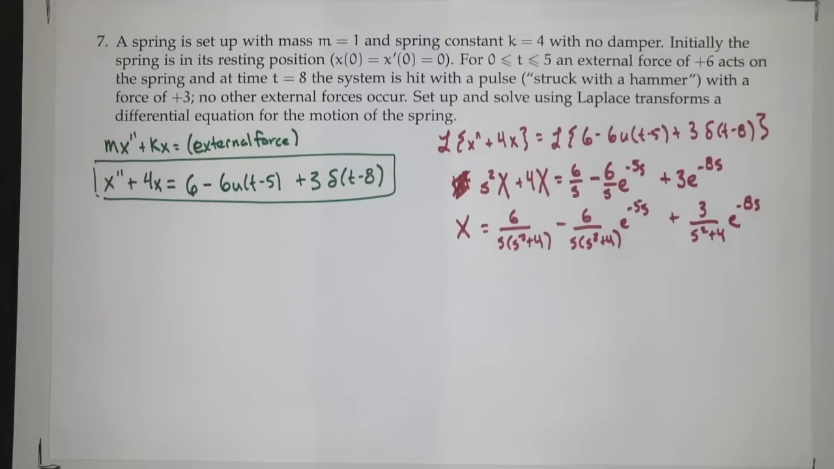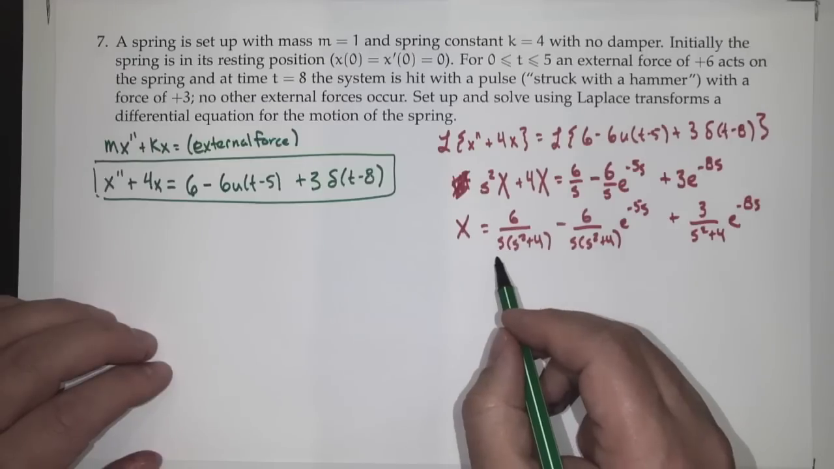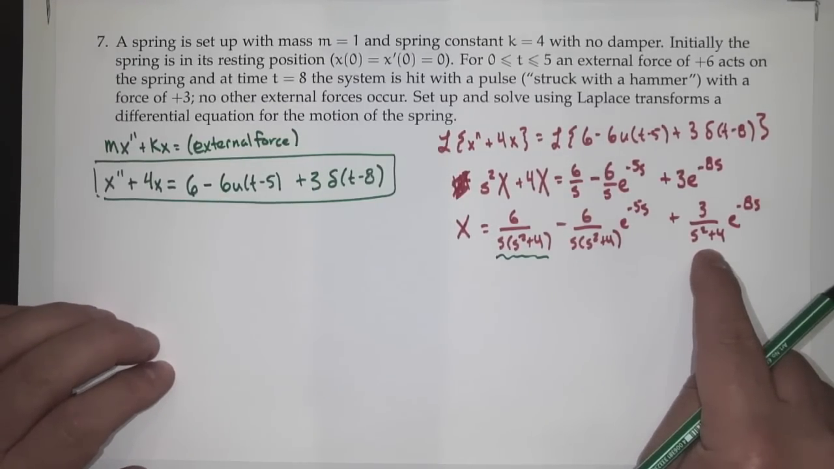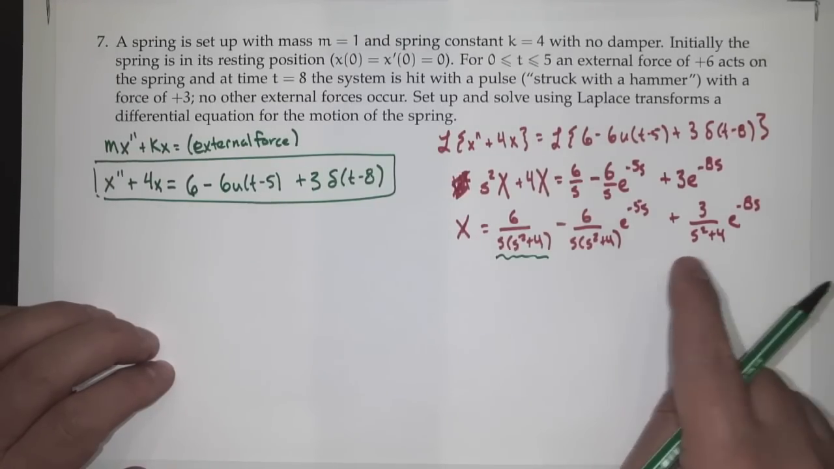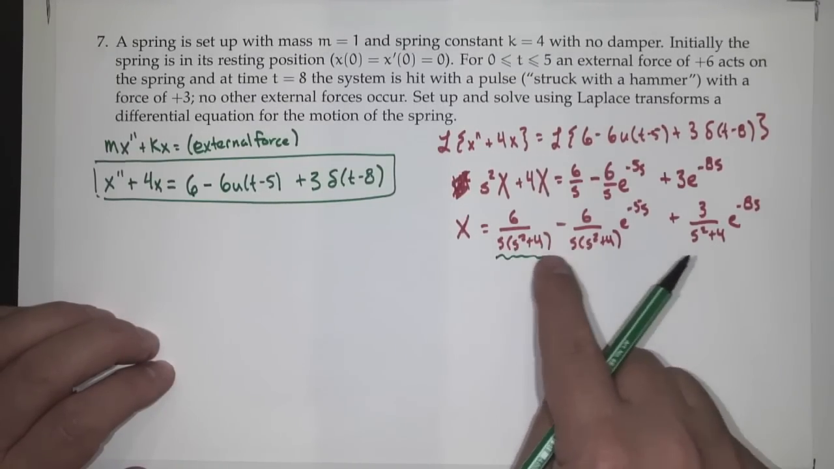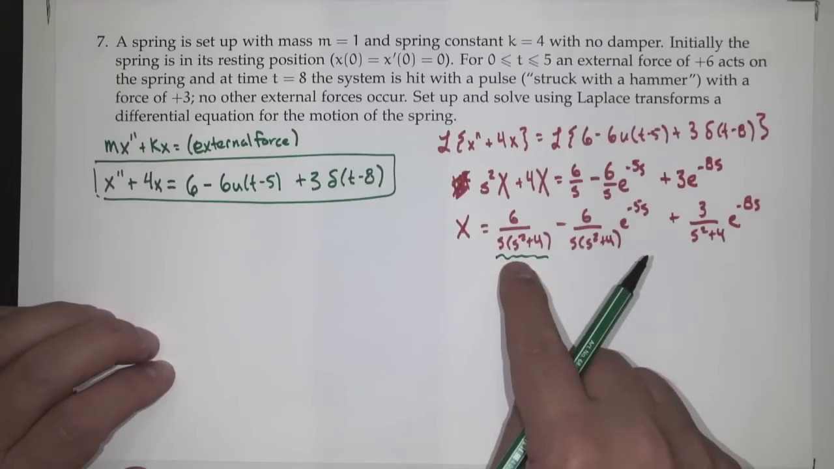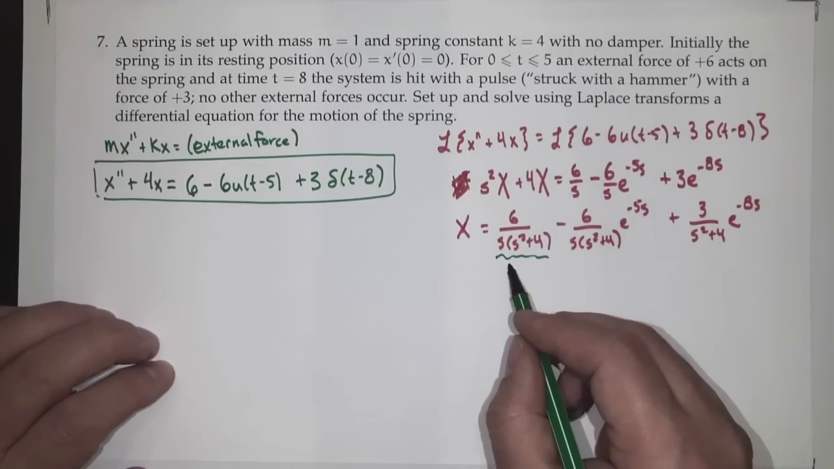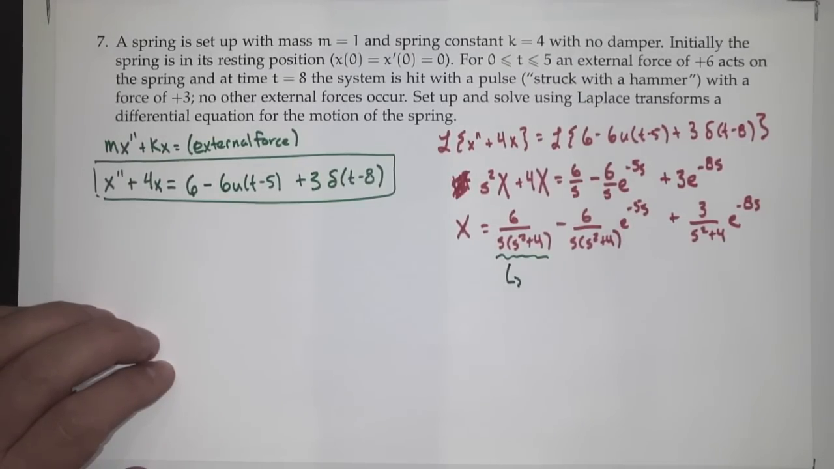All right. What comes next? Yeah, we have to do partial fractions. Now the nice thing is, we don't need to do partial fractions here. The 3 over s squared plus 4, nothing needs to happen there. And the other nice thing is, we have to do 6 over s times s squared plus 4 twice, but it's the same thing. So we can cut our cost in half.